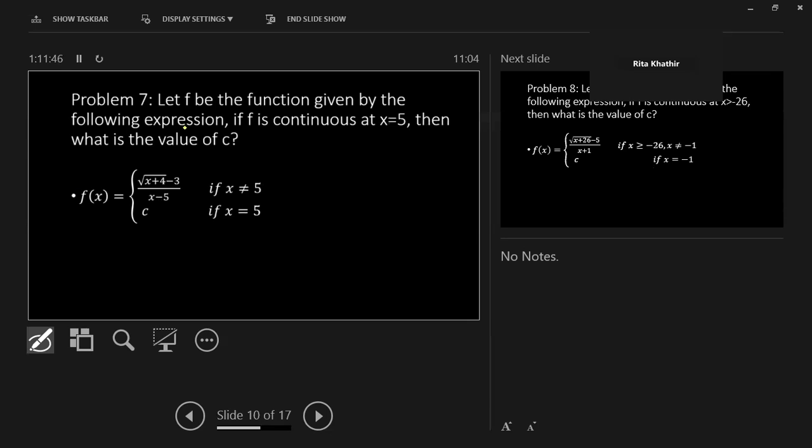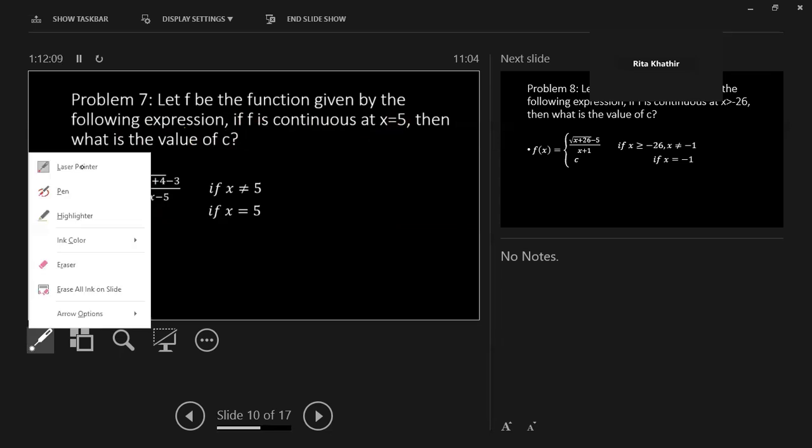Let f be the function given by the following expression. If f is continuous at x equals 5, then what is the value of c? C is here.